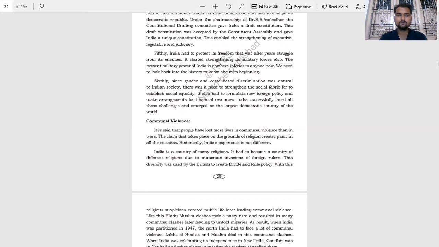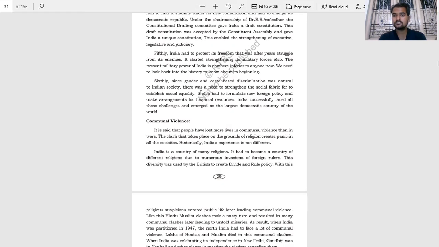And the sixth challenge which we faced after independence is gender and caste-based discrimination. Yes, it existed. There was discrimination between men and women. Somewhere females were feeling that their demands were not being met. They were not getting equal respect to men. That was the issue.